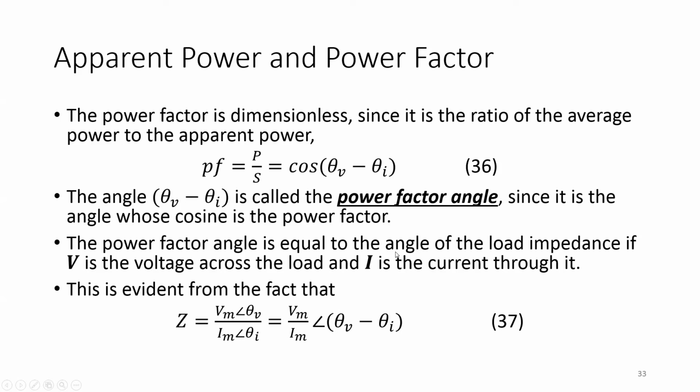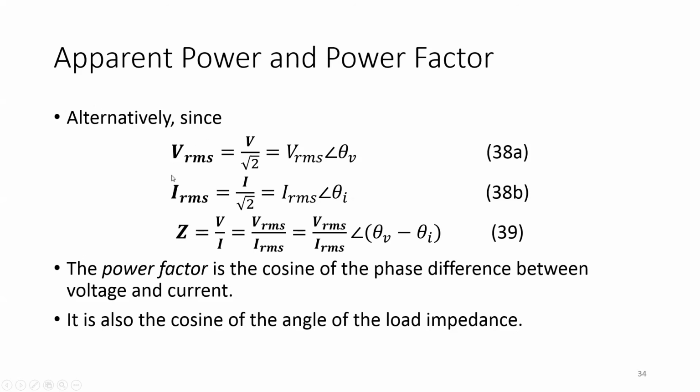The power factor angle is equal to the angle of the load impedance if V is the voltage across the load and I is the current through it. As we have previously seen, the load impedance Z can be given by Vm angle theta v divided by Im angle theta I, voltage across the impedance divided by the current through the impedance. This is in accordance with Ohm's law. So if we measure the angle of this impedance, it is the same as this power factor angle.